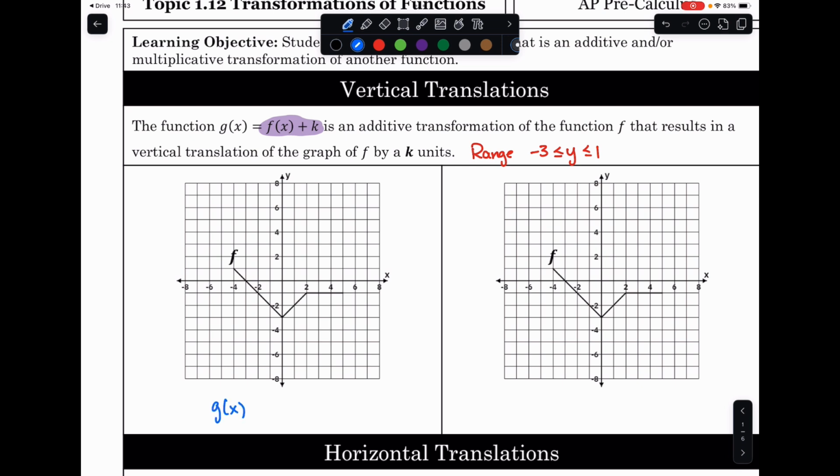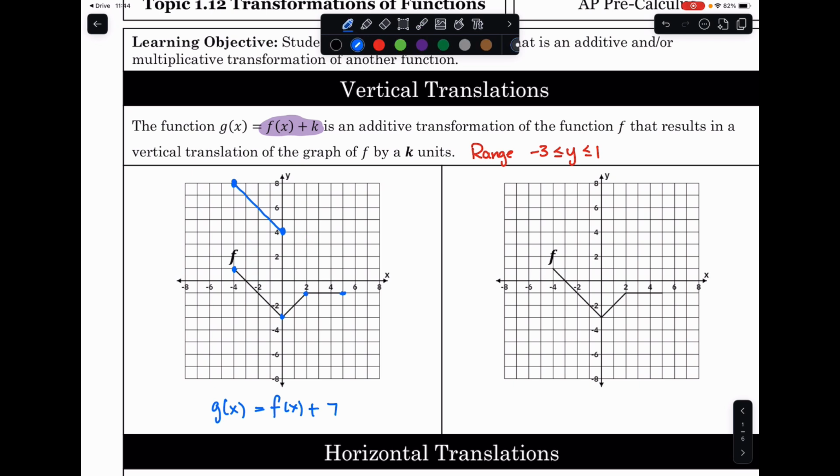Let's say g is going to be created by getting this existing function f and adding, let's say, 7 to it. So what this is going to do is get every single point from these corners and everything in between and shift the entire function 7 units up. So this would move up 1, 2, 3, 4, 5, 6, 7 to that position there. This would move up 7, 1, 2, 3, 4, 5, 6, 7 to that position there. This point and this point will move up 7. So 1, 2, 3, 4, 5, 6, 7.